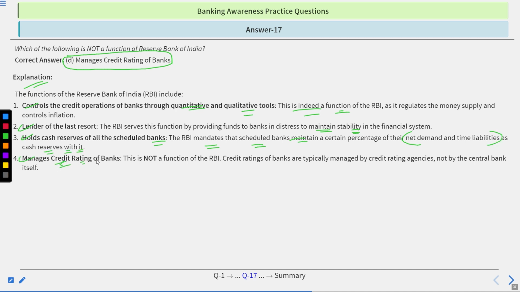Manages credit ratings of banks. Not a function of the Reserve Bank of India. Credit ratings of banks are typically managed by the credit agencies, not by the central bank itself.